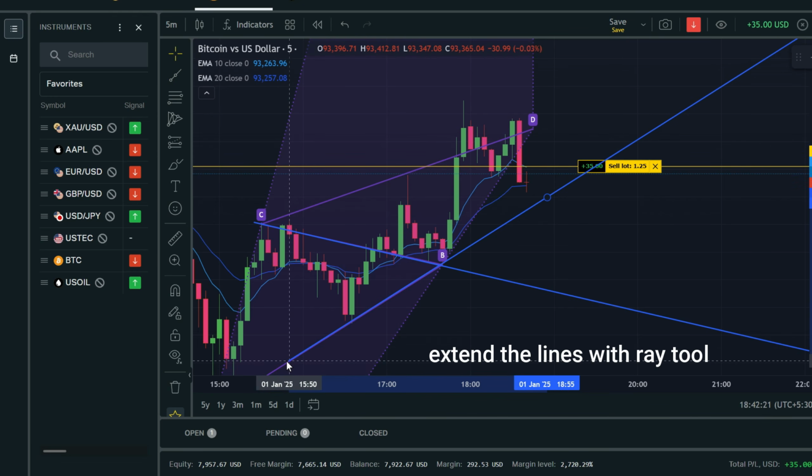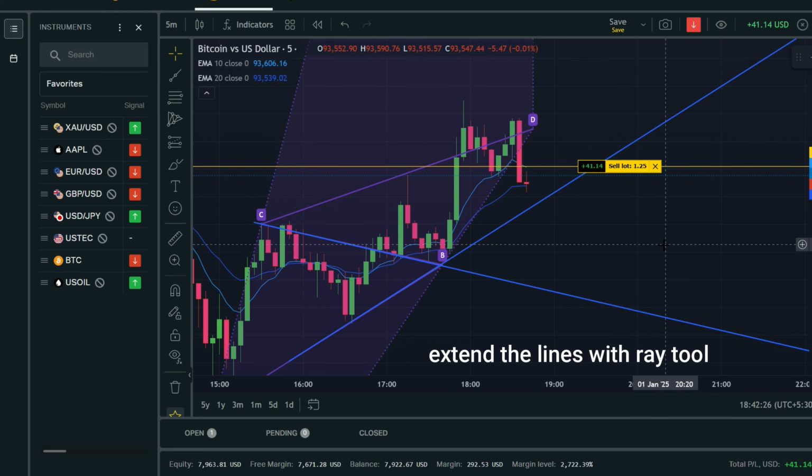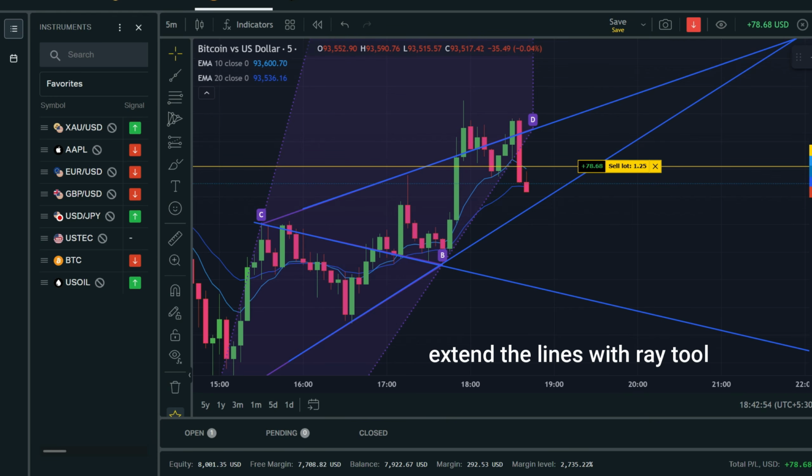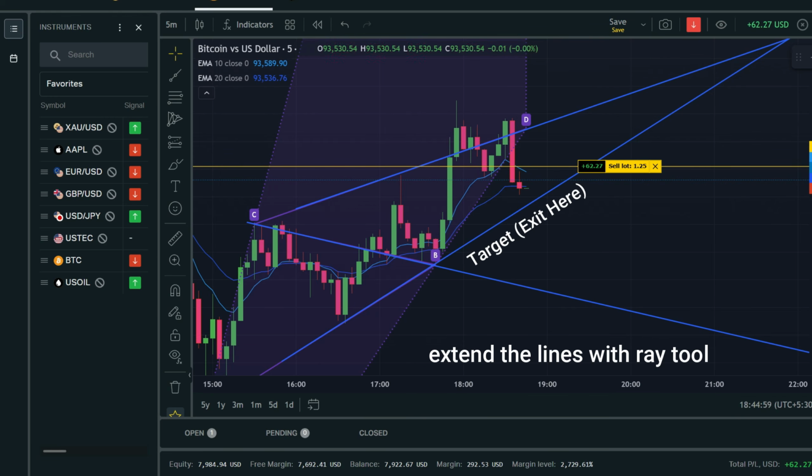I'll go ahead and draw one more line for the CD zone as well, just to make sure we've got all the key areas covered. Now, why does this matter? Because these extended lines represent important support and resistance zones where the price might react. The plan is simple. Once the price gets close to these extended levels, I'll look to close the trade and secure profits. And look at this, the price is already nearing the support line right in the zone I marked earlier.